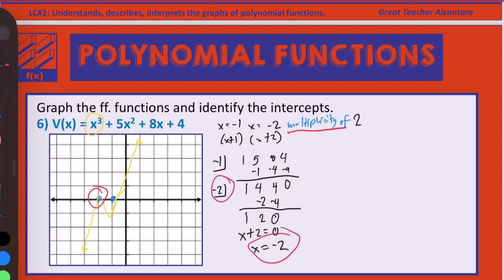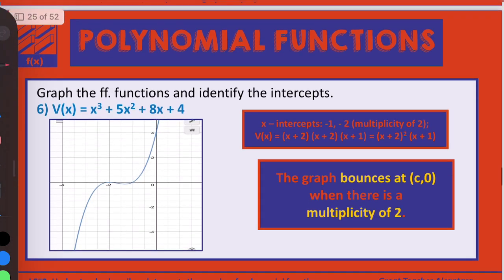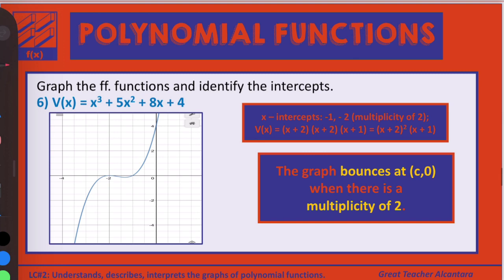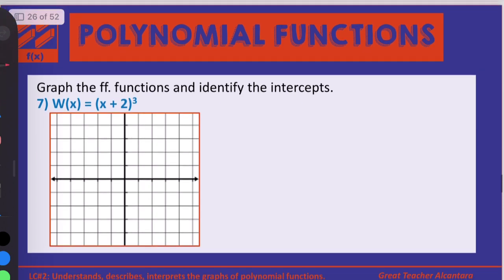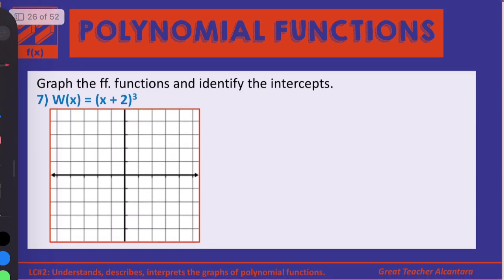Now let's talk about the last two concepts I want you to understand in terms of the graph of a polynomial function. Let's say we have x plus 2, that quantity, raised to 3. Now, what will happen to your graph here? Actually, this kind of example is something that you don't have to overthink because it's not that hard.